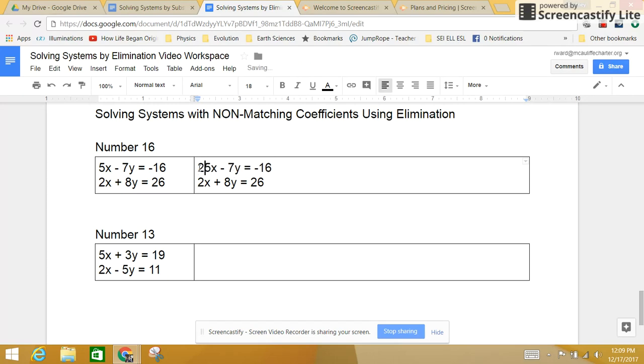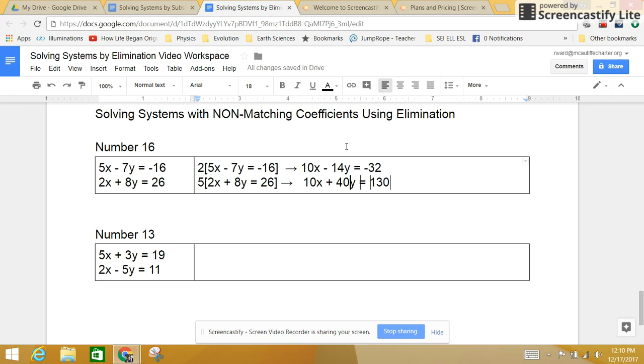So I'm going to multiply the top equation all by 2, and I'm going to multiply the bottom equation all by 5. It's similar to the process of getting common denominators. Okay, I'm going to end up with 10x minus 14y equals negative 32 when I double everything on that one. When I quintuple everything on this one, I'm going to end up with 10x plus 40y equals, well, 26 times 5 is going to be 130.